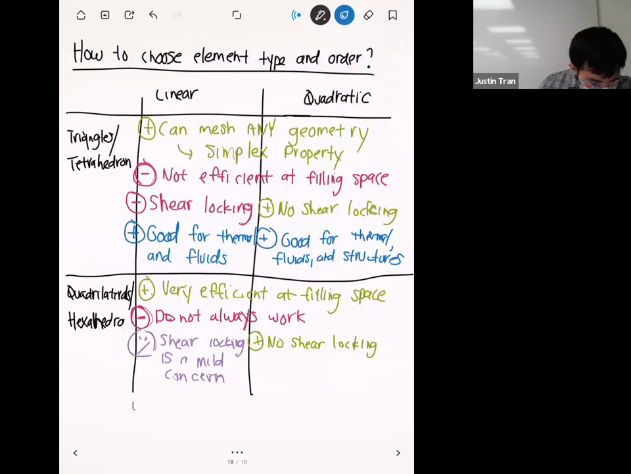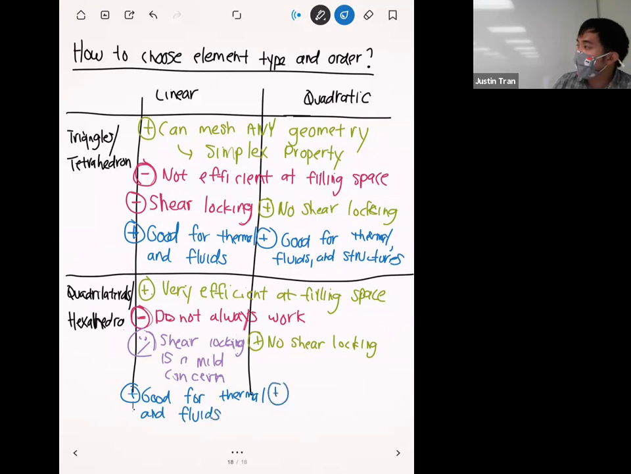And so what are these good for? And so, just like its triangular counterpart, the linear version of this is going to be great for thermal and fluids. Whereas the quadratic one is going to be good for thermal fluids and structures.